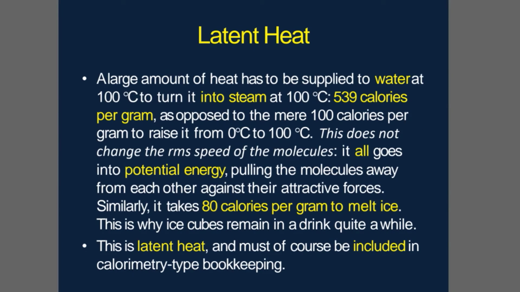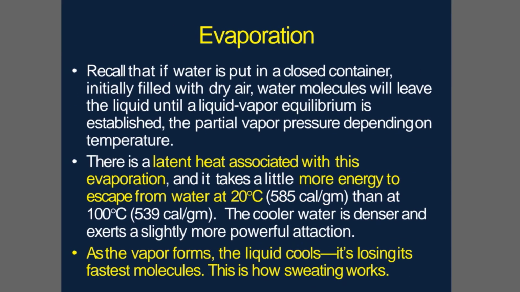Latent heat. A large amount of heat has to be supplied to water at 100 degrees Celsius to turn it into steam at 100 degrees Celsius, 539 calories per gram, as opposed to the mere 100 calories per gram to raise it from 0 degrees Celsius to 100 degrees Celsius. This does not change the RMS speed of the molecules. It all goes into potential energy, pulling the molecules away from each other against their attractive forces. Similarly, it takes 80 calories per gram to melt ice. This is why ice cubes remain in a drink quite a while. This latent heat, as I said, must of course be included in calorimetry type bookkeeping. Then go to the slide.